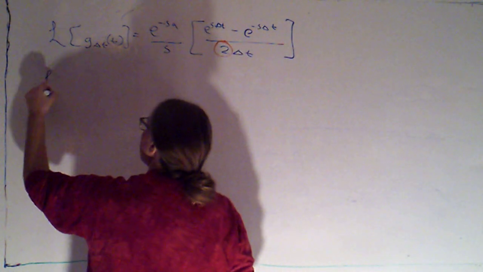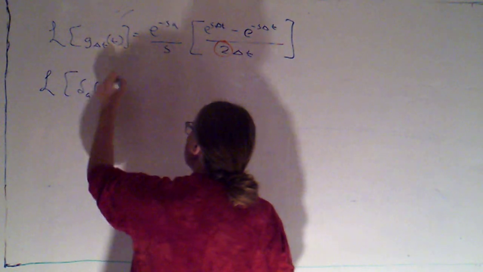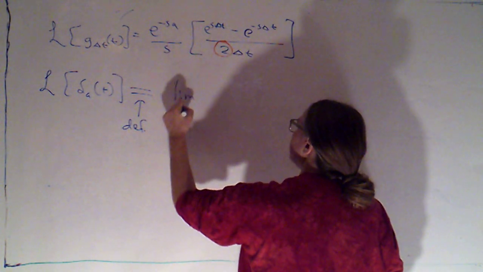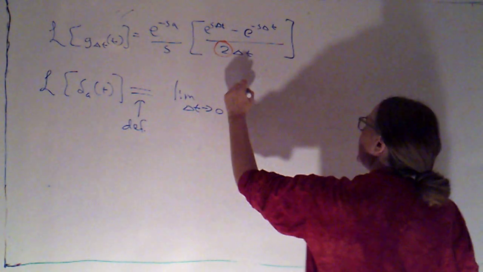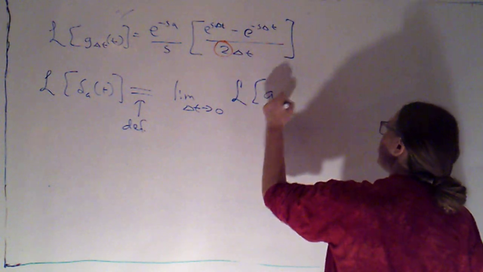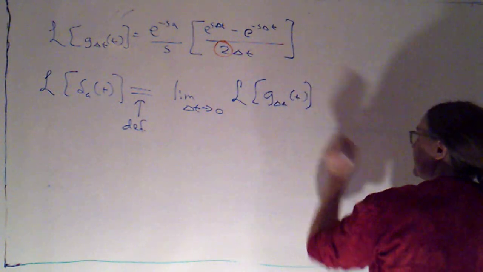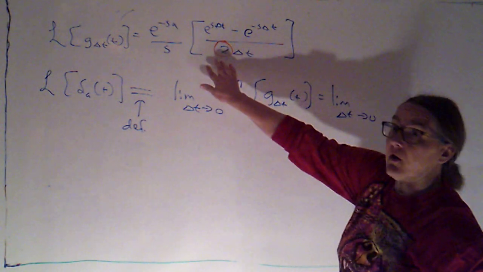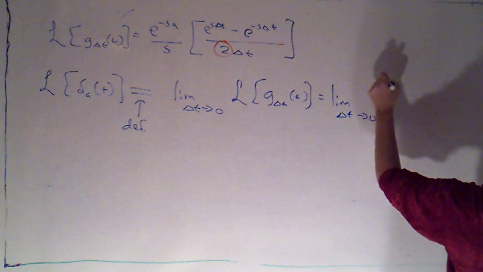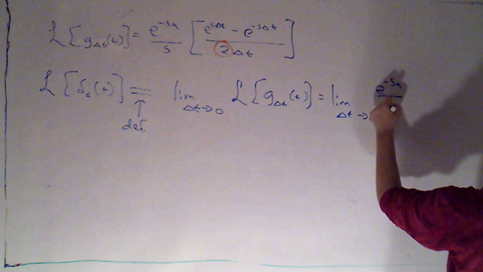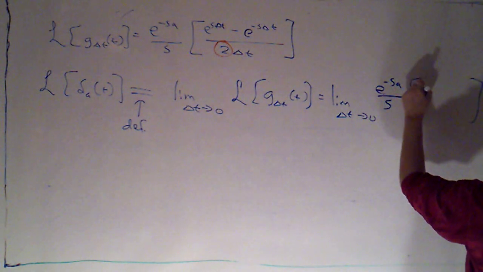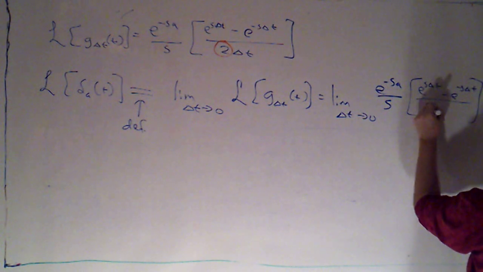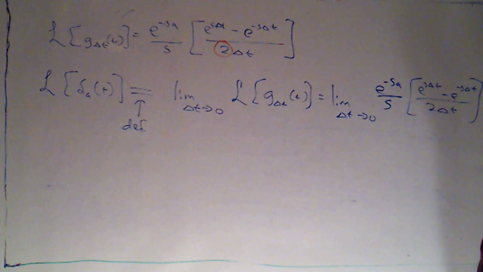So we're saying the Laplace transform of the Dirac delta function is, again, by definition, the limit as delta t goes to 0 of the Laplace transform of g delta t, which is going to be the limit as delta t goes to 0 of this lovely formula that we found. e to the negative s a over s times e to the s delta t minus e to the negative s delta t all over 2 delta t.